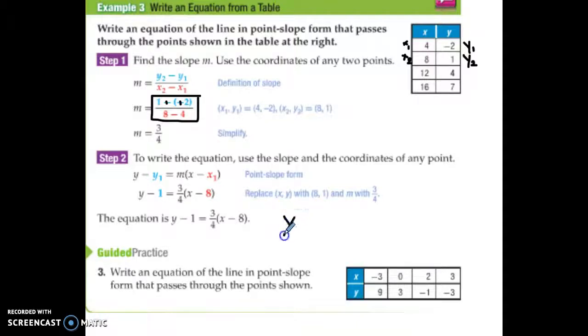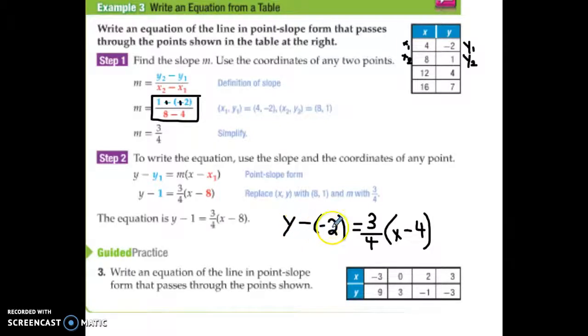But I do y minus y1, which is negative 2. Y minus a negative 2. We'll come back to that in a second. You should see what's going to happen here. Equals my slope, m, which is 3/4, parentheses x minus x1, which is 4. So this is very close to being correct in point-slope form, but I have to simplify this.